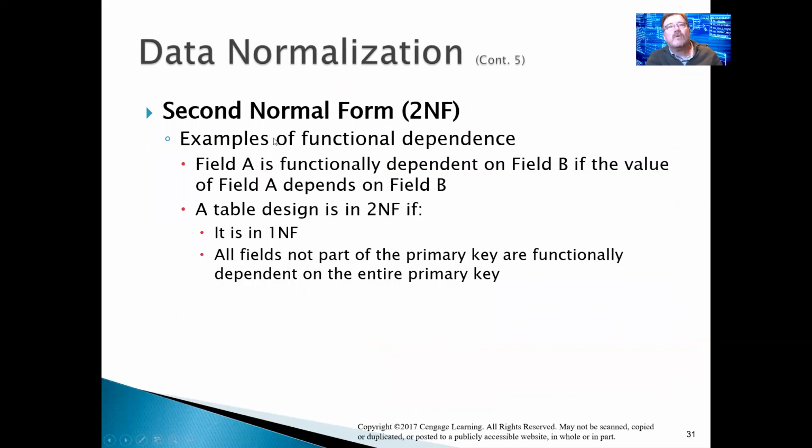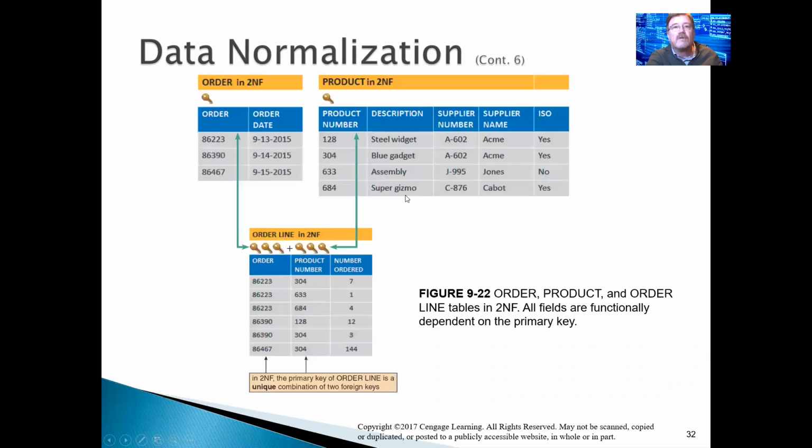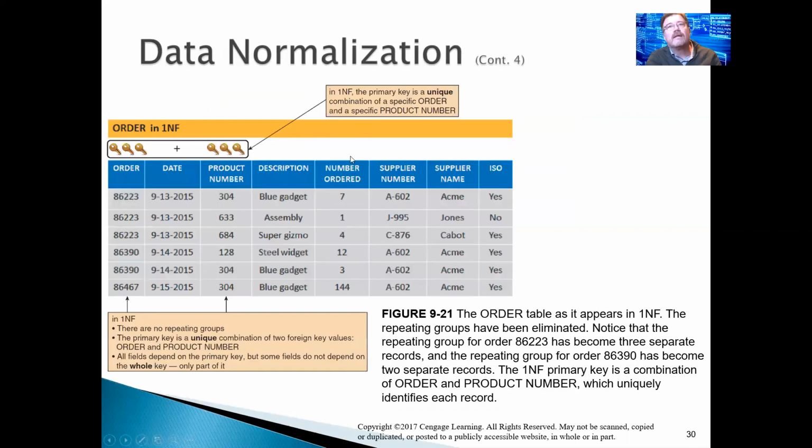Second normal form is when you start getting rid of something called functional dependence. It's saying here that field A is dependent on field B if the value of field A depends on field B. Let's go back to first normal form. What I'd say to you guys is that the supplier name is not dependent on this order or even the product. The supplier name is dependent on the supplier number. The supplier name is functionally dependent on supplier number.